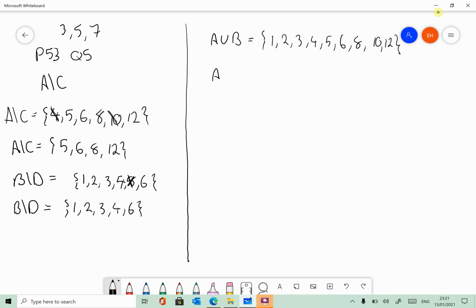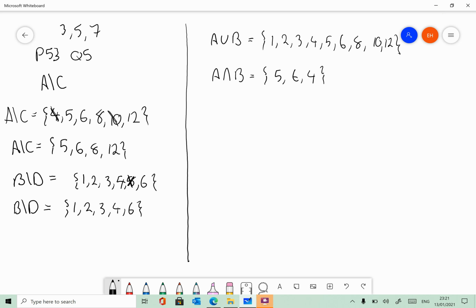And we have to look at A intersection B. We're looking for the elements that are in both sets. There's a 5 in both sets, and there's a 6 in both sets. So the intersection between A and B is 5, 6. Oh, is there a 4 as well in both? I think there was a 4 in both as well. So there's also a 4.